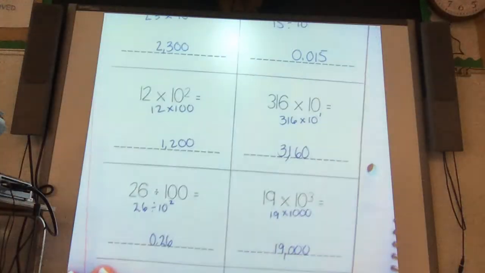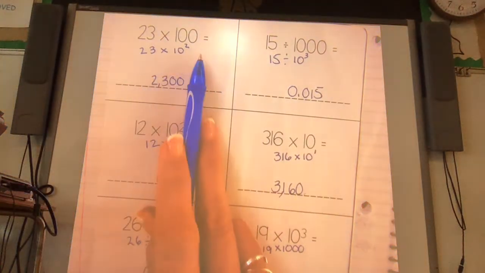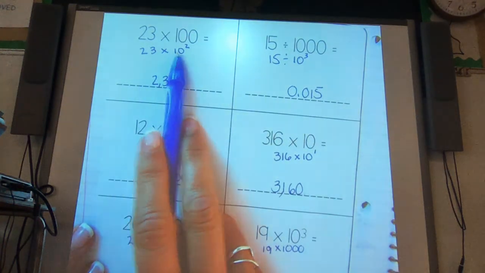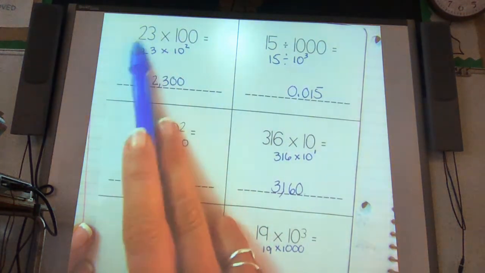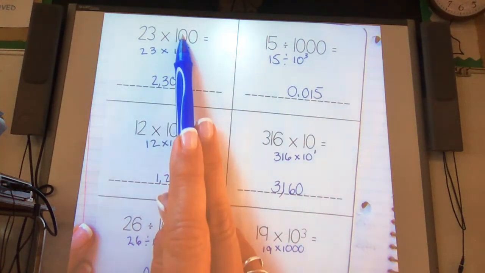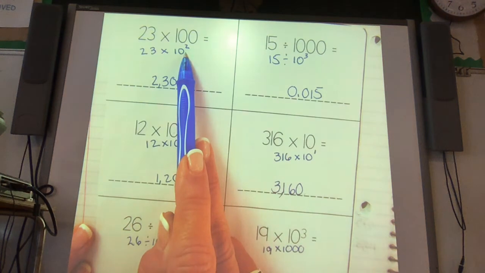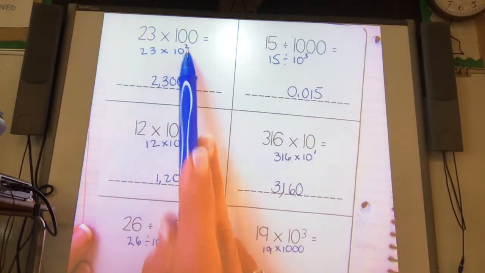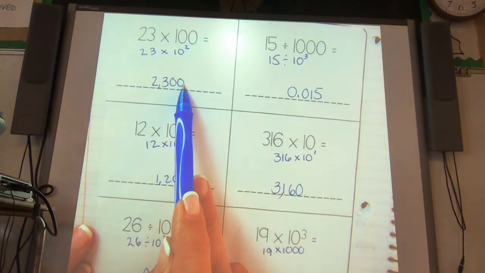Your worksheet, we said 23 times 100 is the same thing as 23 times 10 to the second power. It's the exact same problem. 100 is 10 to the second power. 2 zeros, and there's your exponent 2, and our answer is 2,300.